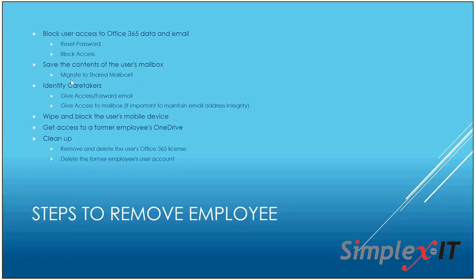So we migrated to a shared mailbox. We've identified the caretakers, and the caretakers can be temporary. Until we replace this position, we're going to forward or give people access to that mailbox. And we can either forward or give access or a combination thereof, and it's easy to change or maintain moving forward. We can also wipe and block the user's mobile device.